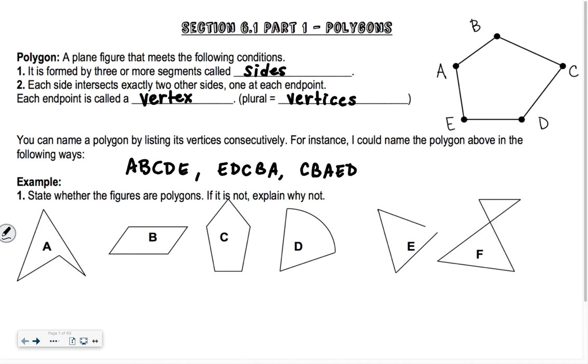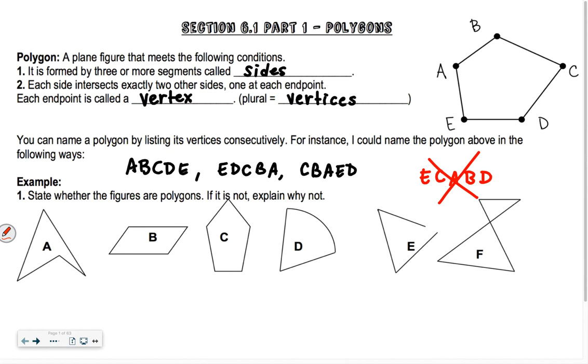I cannot do something like E, C, A, B, D. That would not work. Do you guys see why not? You're skipping around. That doesn't work that way. You have to go in the order around, and you can go counterclockwise or clockwise.